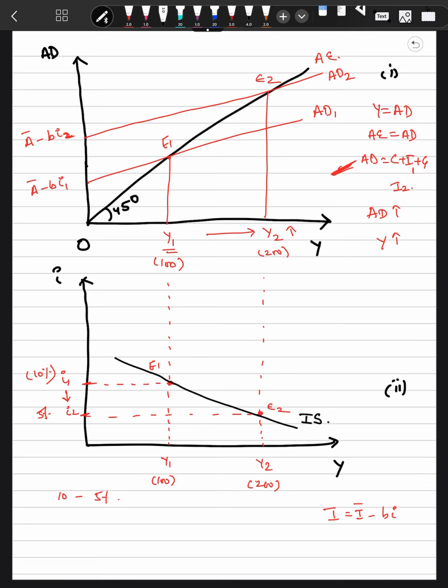Okay, again a quick revision. IS curve shows various combinations. Which combinations? E1, E2, various combinations in which goods market is in equilibrium. So ये वाला point और ये वाला point हमें बता रहा है कि इस point पे goods market equilibrium पे है, और goods market equilibrium पे है, इसका मतलब investment saving के equal है, इसीलिए इसको हम IS curve बोलते हैं. Okay, I hope this derivation of IS curve is clear to you.